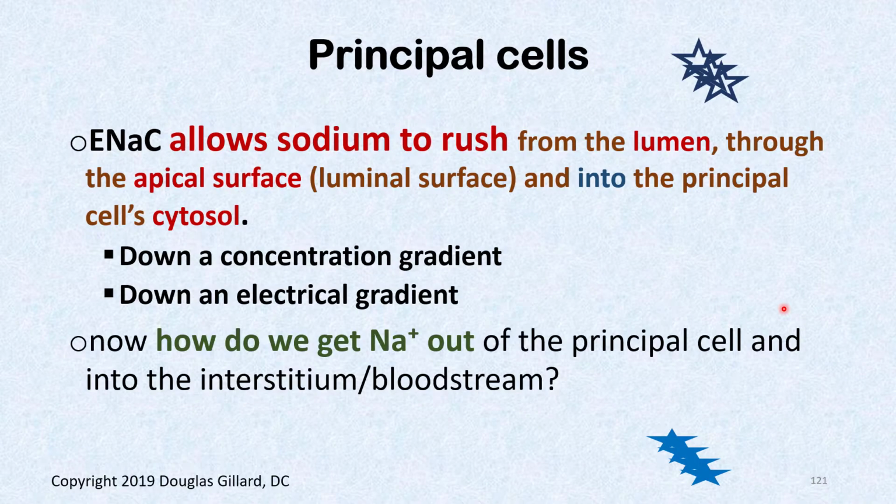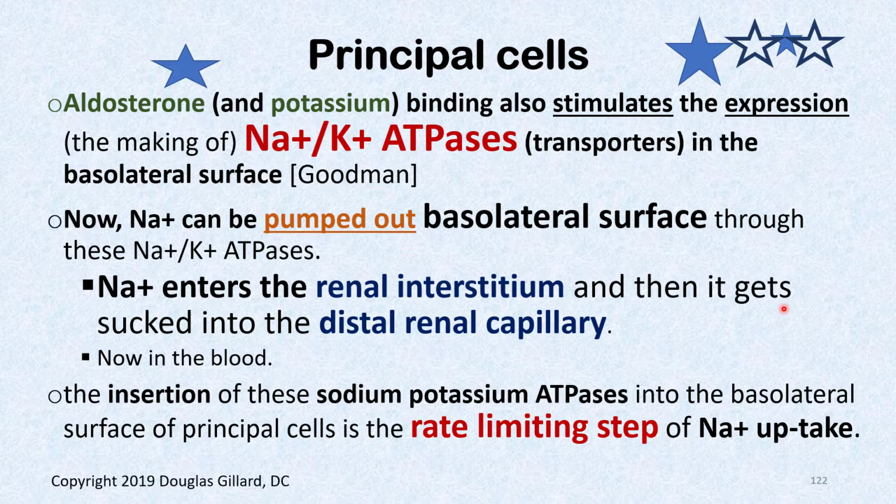All right, so everything I just said, ENaC channels allow sodium to rush from the lumen through the apical surface, or the luminal surface, into the principal cell, down a concentration gradient. There's also an electrical gradient, an electrochemical gradient, that we'll look at as well. But now we've got sodium into the cell. How do we get it out? Well, I kind of spilled the beans on that one.